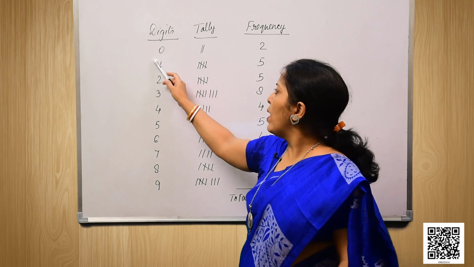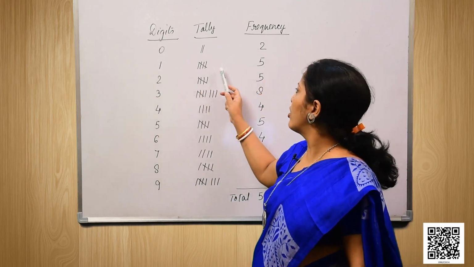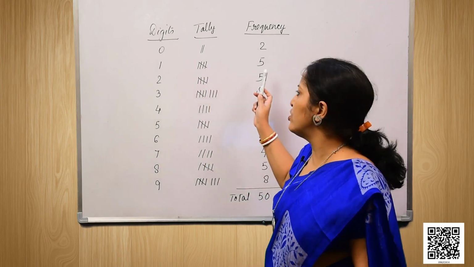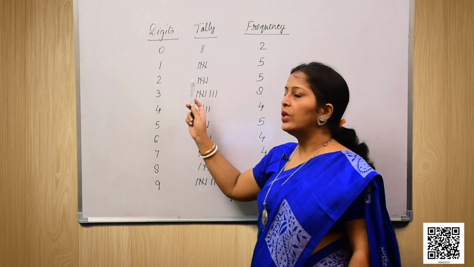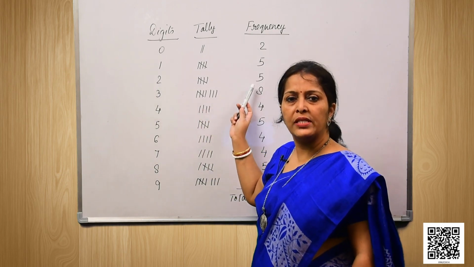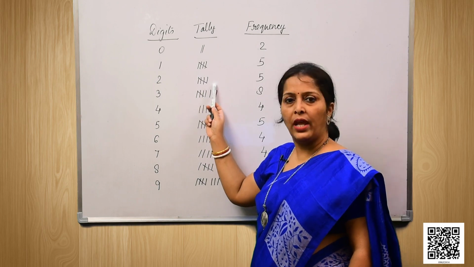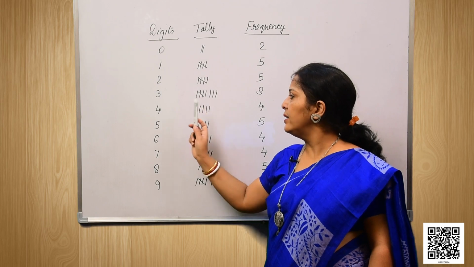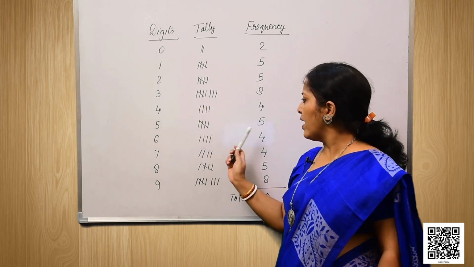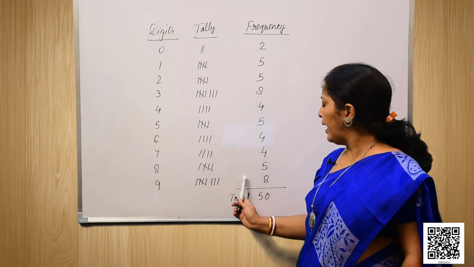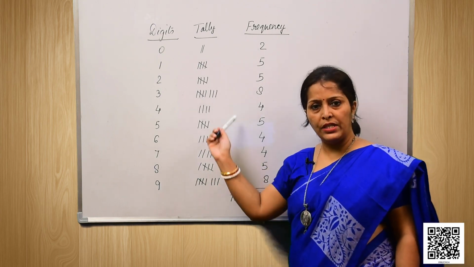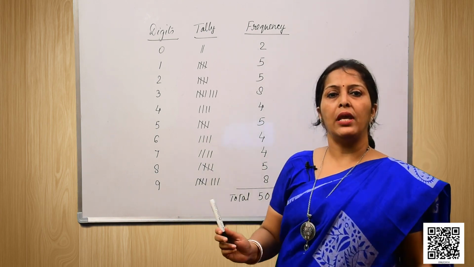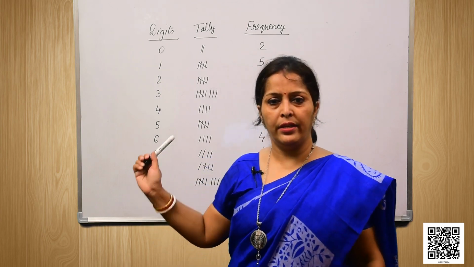Then digit 1 is occurring only 5 times, so the tally is 5 and the frequency is also 5. Similarly 2 is also occurring 5 times, so the frequency will be 5 and this is the tally for that. Then 3 is occurring 8 times, so this will be the tally. Similarly for 4, then 5, 6, 7, 8 and 9, and we will always check that the total is 50. So the first bit says make a frequency distribution table, and here it is.